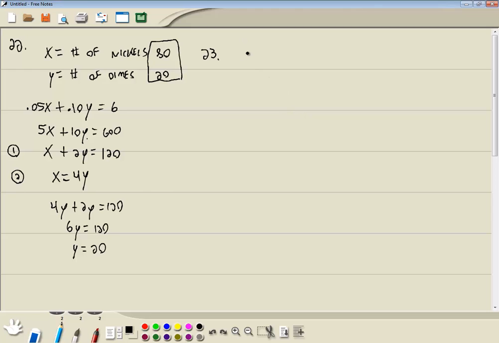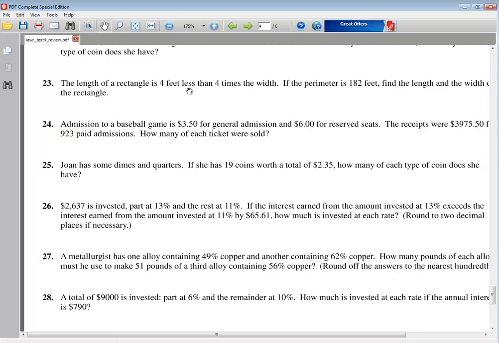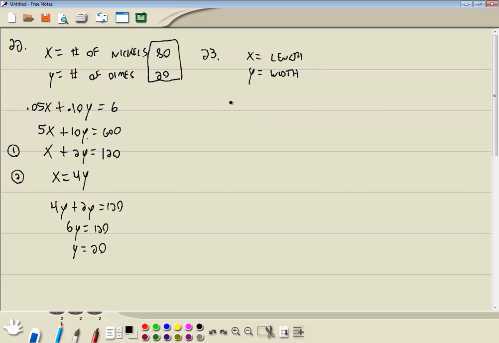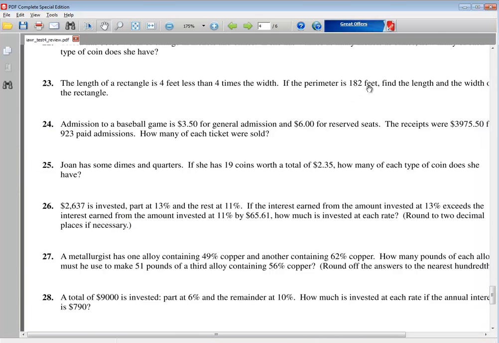Well, I could go with x's and y's again. So I'll say x is my length and y is my width. Now remember, we're given an equation for perimeter. I was looking to see if they either give you perimeter or area. Since area is dealing with multiplication, usually these are perimeter. Perimeter is equal to 2 times the length plus 2 times the width. Well, perimeter, they tell us, is 182.